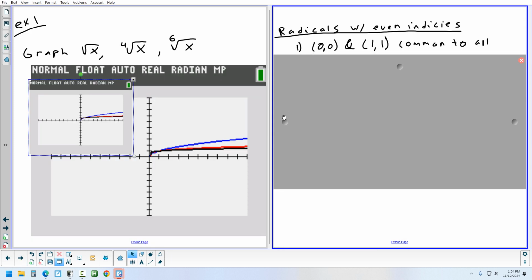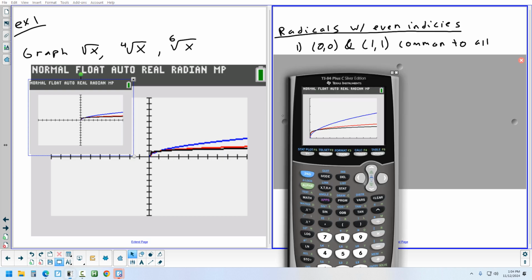So not 0, 1, 1, 1 is a point that is common to all of them. And there is another point that's common to all of them, but it's hard to see. They all start at the origin. So what? 0, 0. Yep, they all start at 0, 0. And they also all go through the point 1, 1.